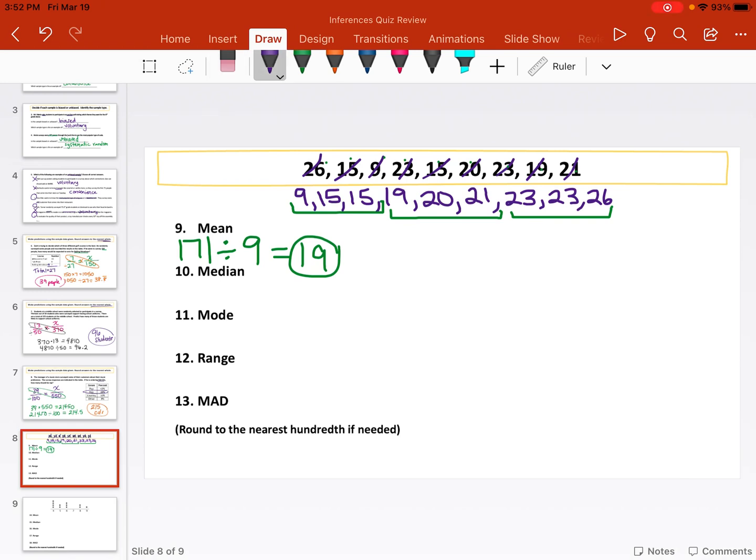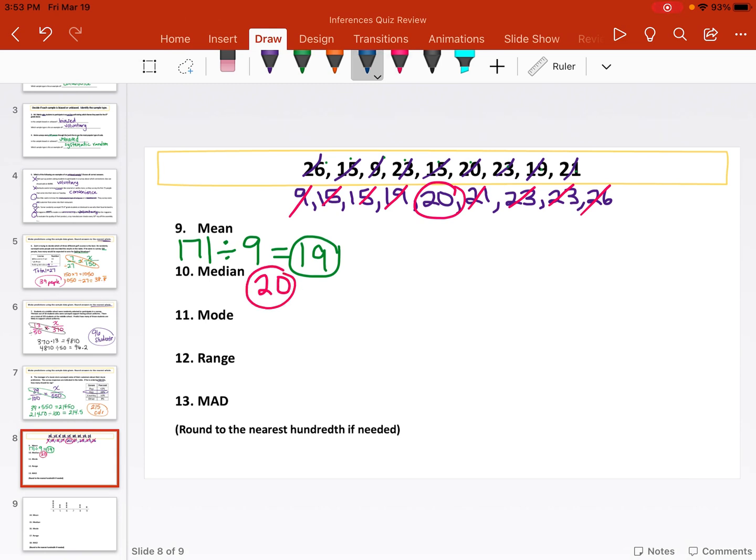Now for my median, remember median is the middle number. You do need to have your numbers in order, least to greatest. So I'm going to use what I wrote at the top already, and you cross them off, working your way into the middle. So cross those two, those two, those two, those two, and I have 20 in the middle. So my median is 20.